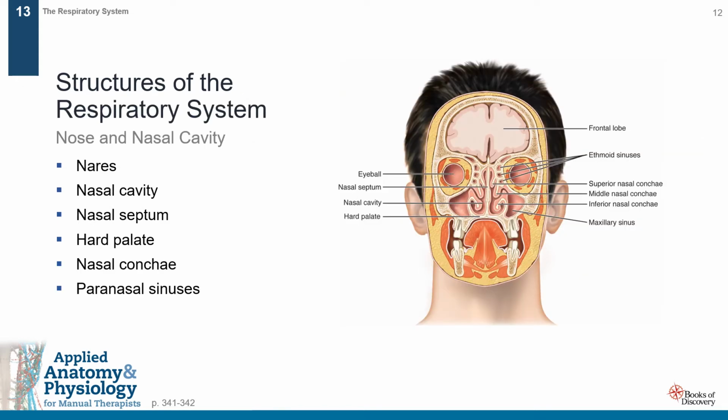And here we see illustrated the nose and nasal cavity of the respiratory system. The nasal cavity is divided by the nasal septum, created by the vomer and ethmoid bones, and a hyaline cartilage extension. The superior and middle nasal conchae are projections of the ethmoid bone, while the inferior nasal conchae are separate facial bones. The ethmoid and maxillary sinuses are also shown.